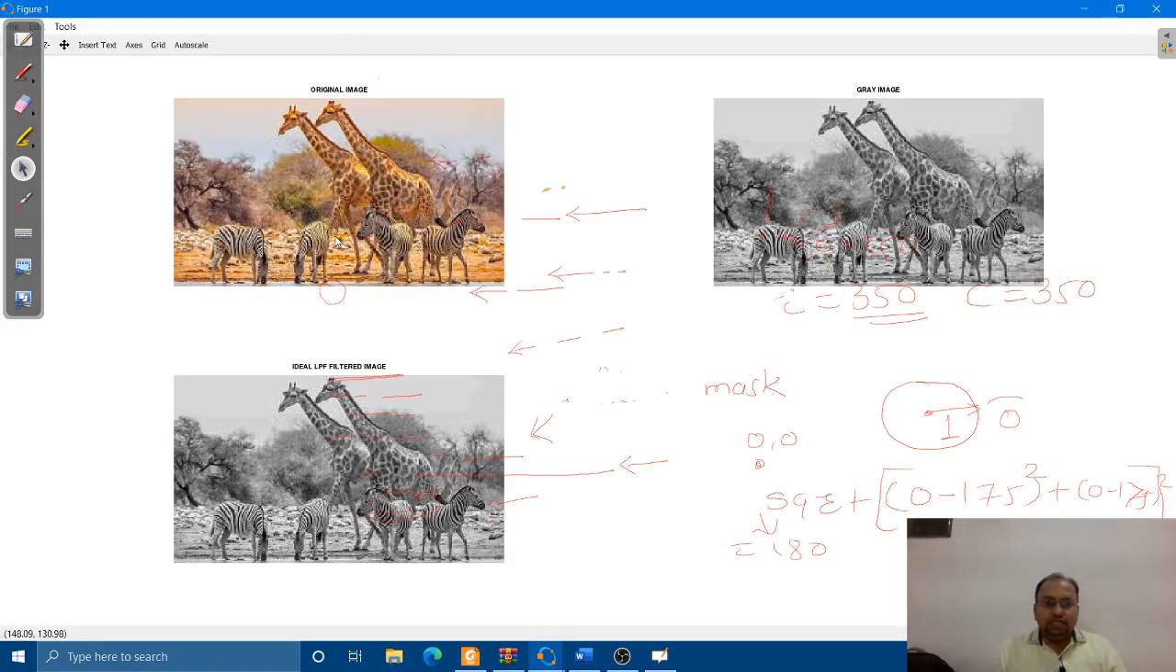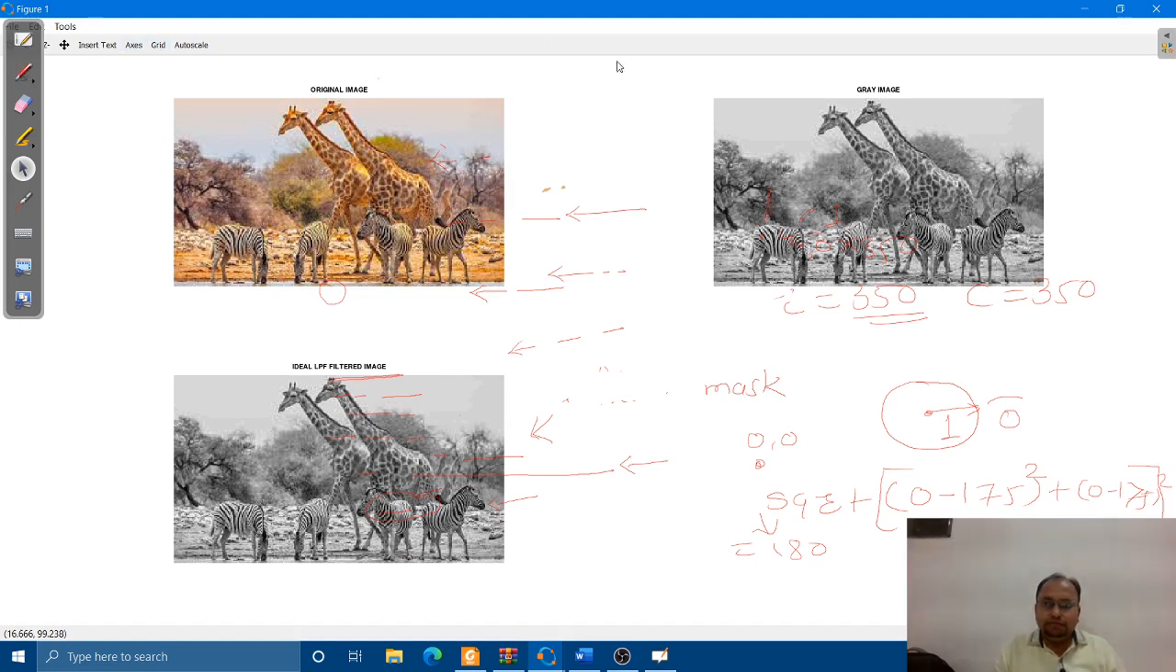This is my original image, then we have gone for the gray level image, and finally we have gone for this filtering. This is the filtering operation that we have performed. It is nothing but an ideal low pass filter.